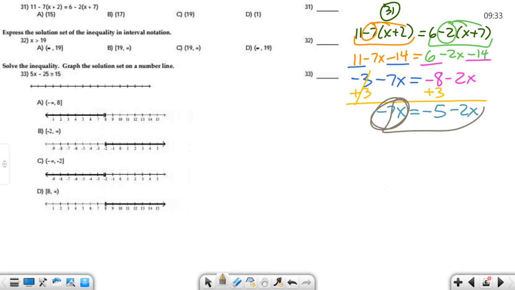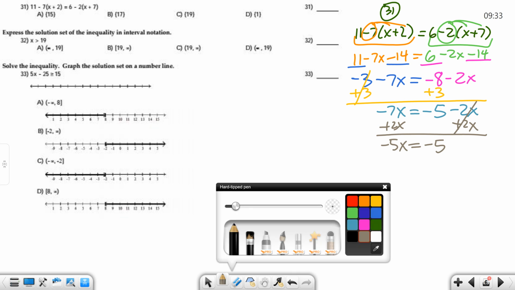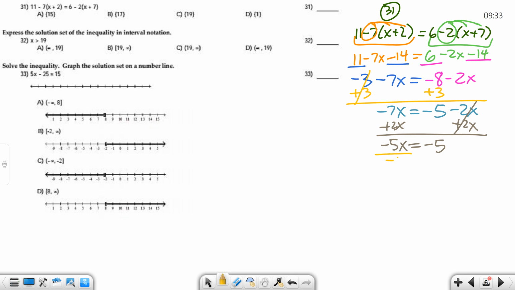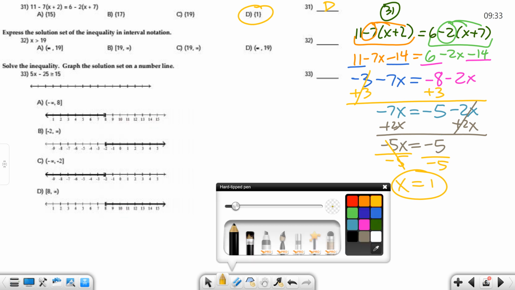Now, this is by itself. Move this other term over here with it. So how do I do that? I'm going to add 2x to both sides. If I do that, that cancels. Negative 7x plus 2x is negative 5x, and that equals negative 5. And then I'm going to divide by negative 5. X equals what? Negative over negative is positive. 5 over 5 is 1. So the answer is just good old 1.